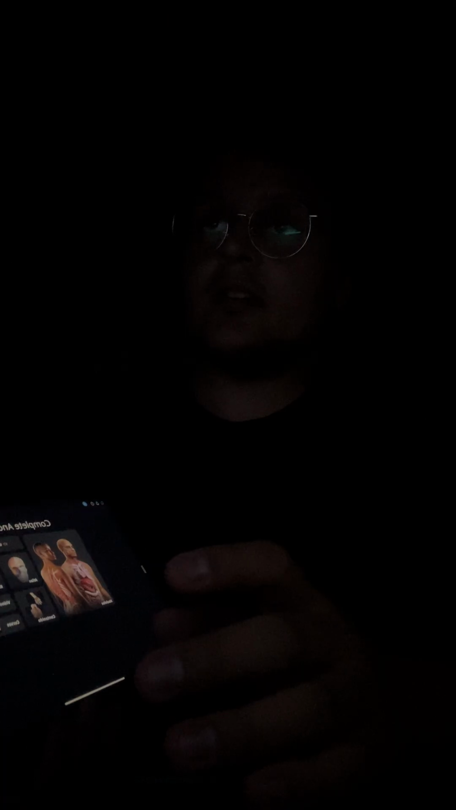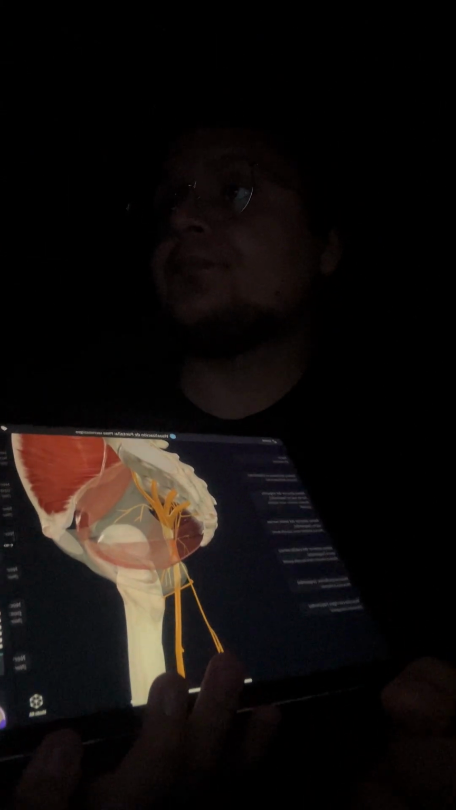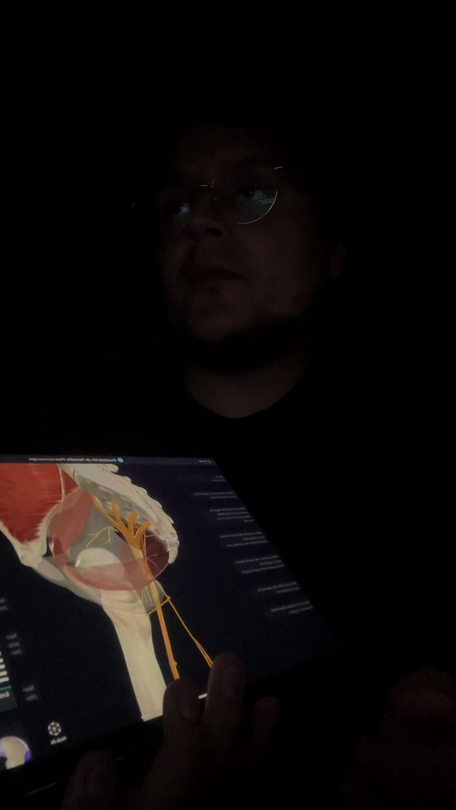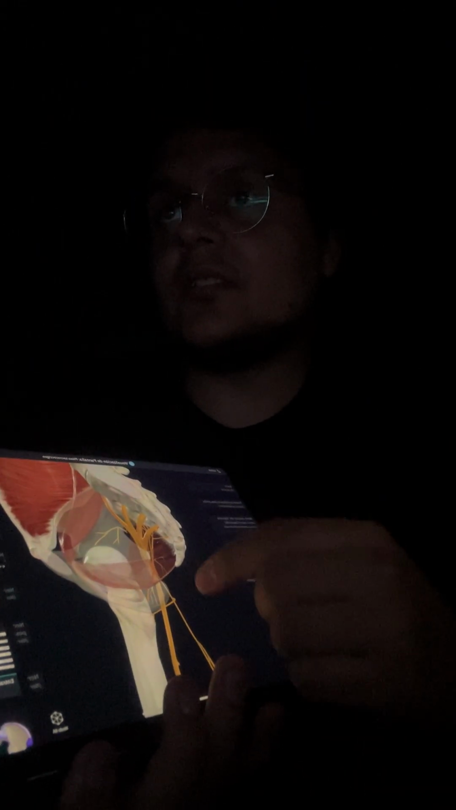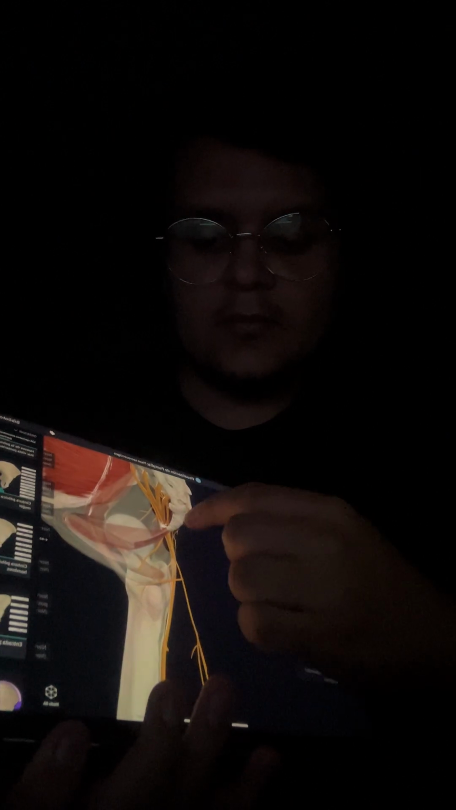Now regarding innervation, the pelvis is richly supplied with nerves arising from the lumbosacral plexus. I'm going to show you. Some of the most important include the sciatic nerve. You can see it right there. It's large.